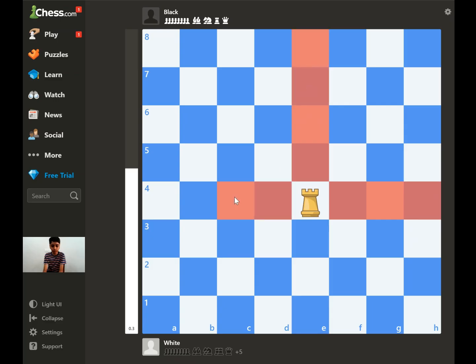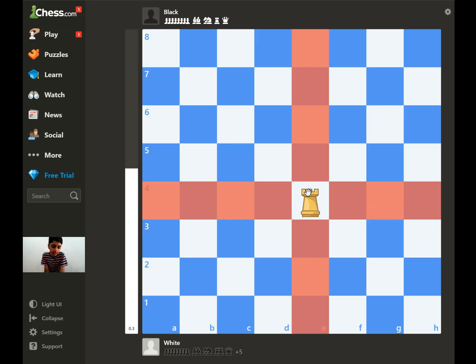Let's count them together. So here is the first one, 2, 3, 4, 5, 6, 7, 8, 9, 10, 11, 12, 13, and 14. So the rook covers 14 squares right now.